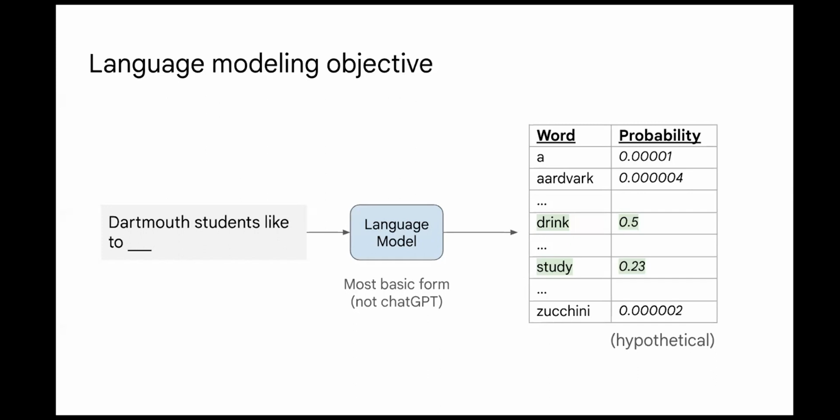Here are basically all the words in the dictionary on the right. The probability of the next word being "a" is super low, and "aardvark" is also super low. Some words have higher probability, like "drink" or "study," and then all the way to "zucchini." These are just hypothetical probabilities. Language models take in big training corpora, which are texts crawled from the internet, and they're optimized to predict the probability of the next word.